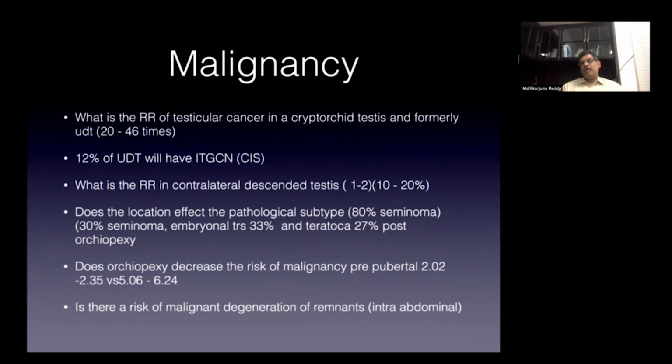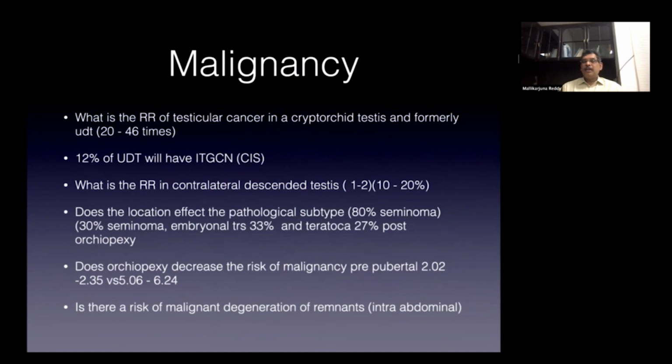The location may not affect the pathological type, because 80% of these are seminomas. But if the testis is fixed early, 30% could be seminomas, 30% could be embryonal tumors, and it's almost an equal distribution post-orchiopexy. Does orchiopexy decrease the risk of malignancy? If it is done pre-pubertal, yes, probably 2.2 to 2.35. If not done pre-pubertal, the risk is still quite significantly higher.